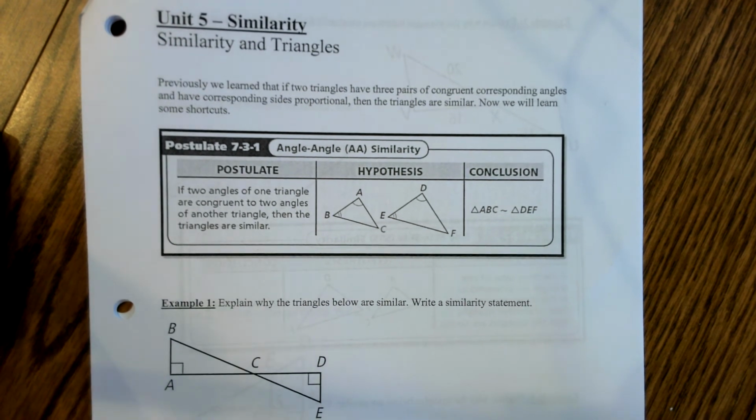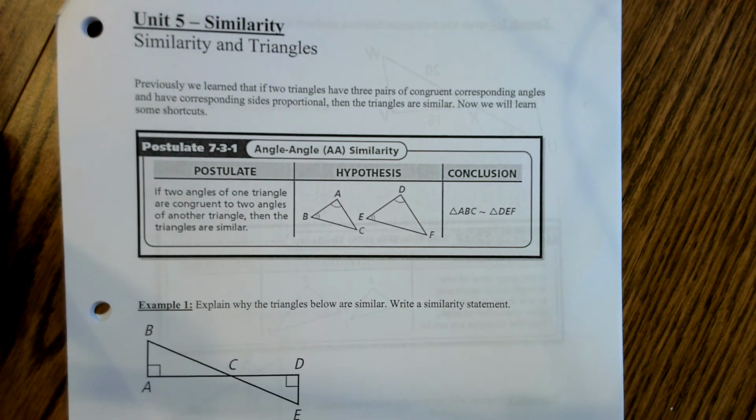Unit 5, Lesson 2, Similarity in Triangles. Previously, we learned that if two triangles have three pairs of congruent corresponding angles and have corresponding sides proportional, then the triangles are similar. Now we will learn some shortcuts.